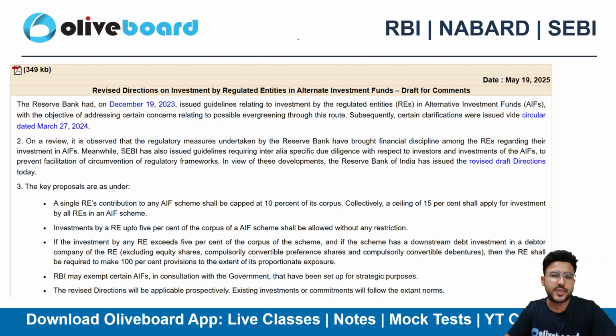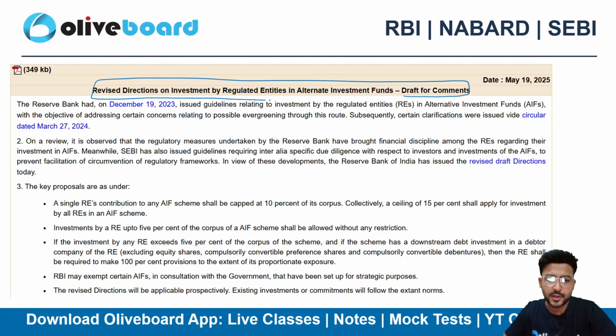Okay, so here we can see the directions as well. These are the draft directions, revised directions for investment by RE in AIF. On 19th of March they have released it, and the things that I have already told you are stated here, apart from a few things. The first thing is possible evergreening. So they want to stop this possible evergreening.